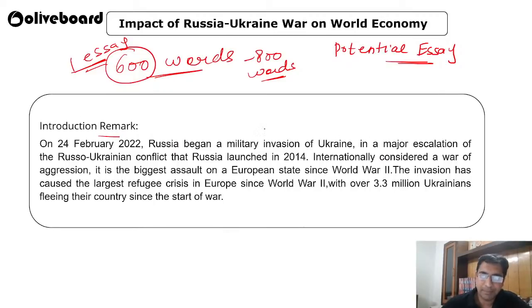You are telling what has happened. What Russia has done, that it did in 2014, it annexed Crimea, right? Internationally considered a war of aggression. It is the biggest assault on a European state since World War II. The invasion has caused the largest refugee crisis in Europe since World War II, with over 3.3 million Ukrainians fleeing their country since the start of the war. Normally, the introductory paragraph is this, right?